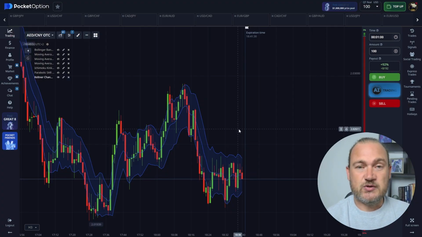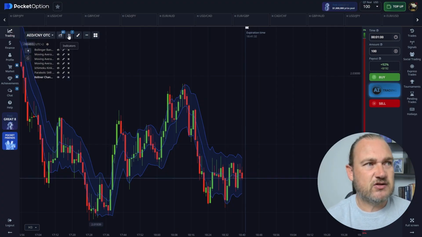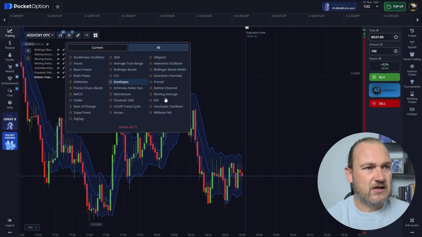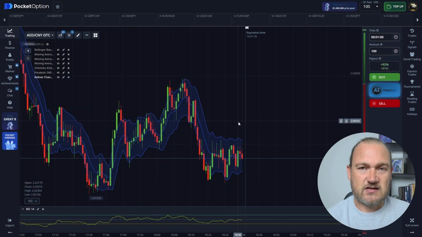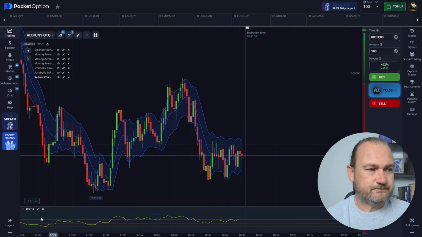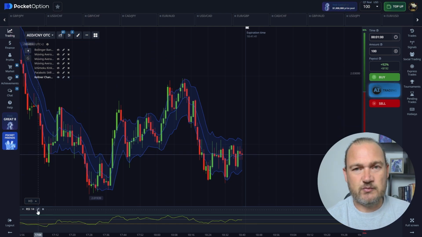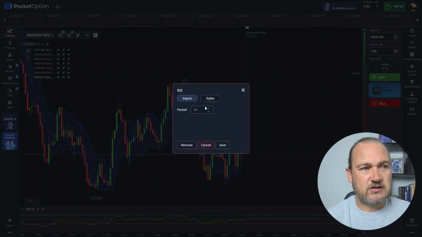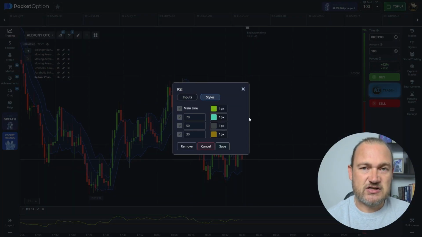But we are going to be using another indicator as well. This is going to be our confirmation indicator. So we're just simply going to add an RSI to the chart. Now, because of the way we're going to be using this, I am not going to be changing the period, but I am going to be changing the way the RSI looks. So I'm going to make this a little bit bigger.